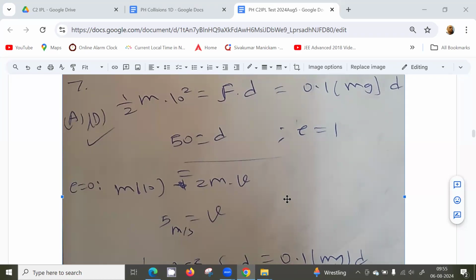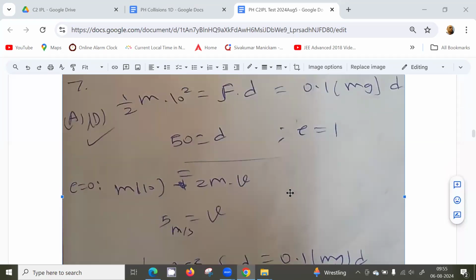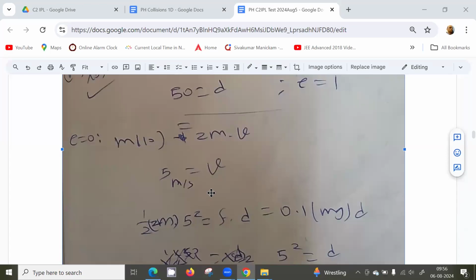If the collision is inelastic, I have to get the final velocities of A and B. The initial momentum of the system is m times 10. Inelastic collision means they will stick together after they collide, because e is 0. e is 0 means the final relative velocity is 0, that is, both are sticking together. So the final momentum is 2m, the two masses sticking together and moving with a common velocity v. So the common velocity is 5 meters per second.